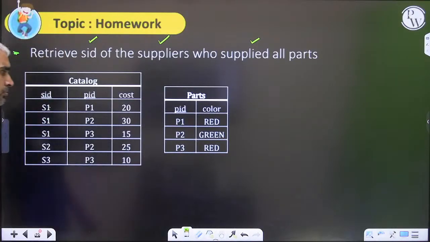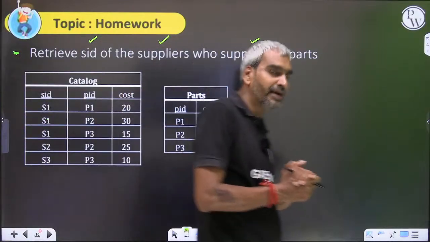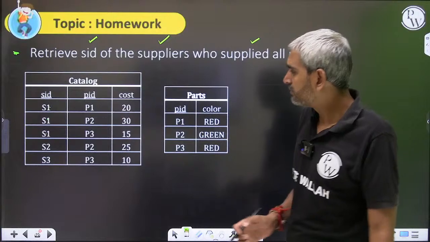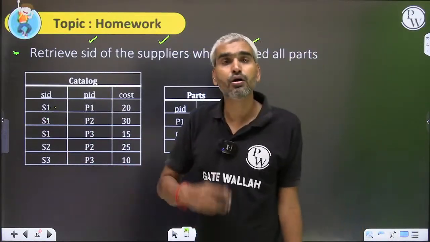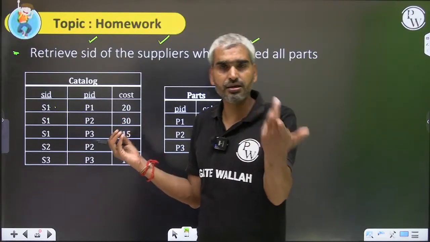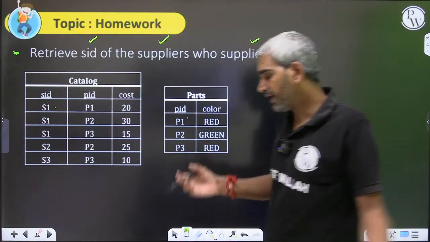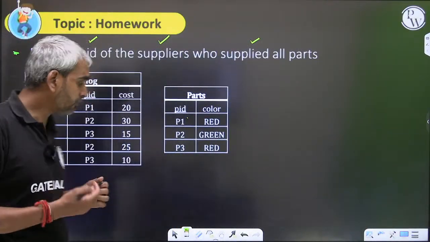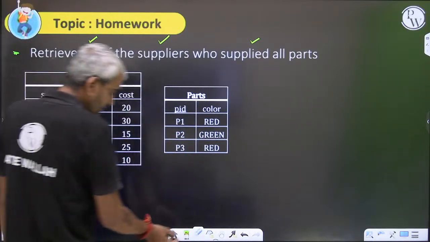Clear? So the basic concept that you must have in your mind is that there is no direct way to check whether any SID is associated with all the PIDs of the part table or not, until we write a selection condition in which all the PIDs of the part table are present. But again, that particular query will be specific to a given instance. Therefore, we will try to do something else.